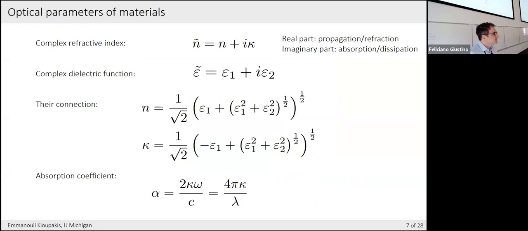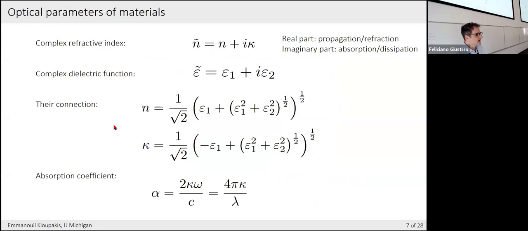So first, a little bit more about the optical coefficients is that in order to describe both propagation and absorption, we need to go to complex optical coefficients. So the complex refractive index has the real and imaginary part. The real part is the propagation, the imaginary is the attenuation. And the same thing for the dielectric function. It has a real and imaginary part, again, the real propagation, the imaginary absorption.